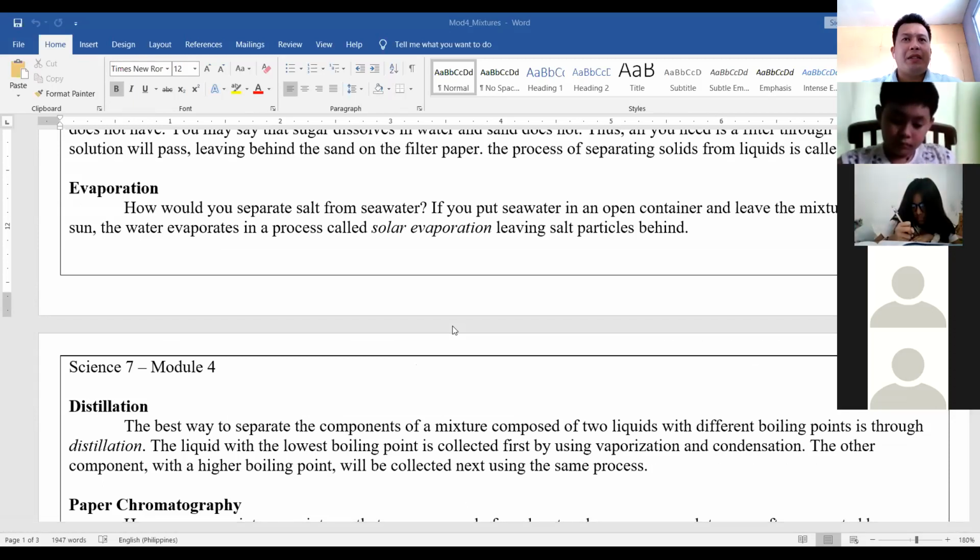Distillation is the best way to separate components of a mixture which is composed of two liquids, no? Or rather, not decantation, distillation pala. The liquid with the lowest boiling point will be collected first by using vaporization and condensation. Distillation is a more sophisticated way of evaporation.